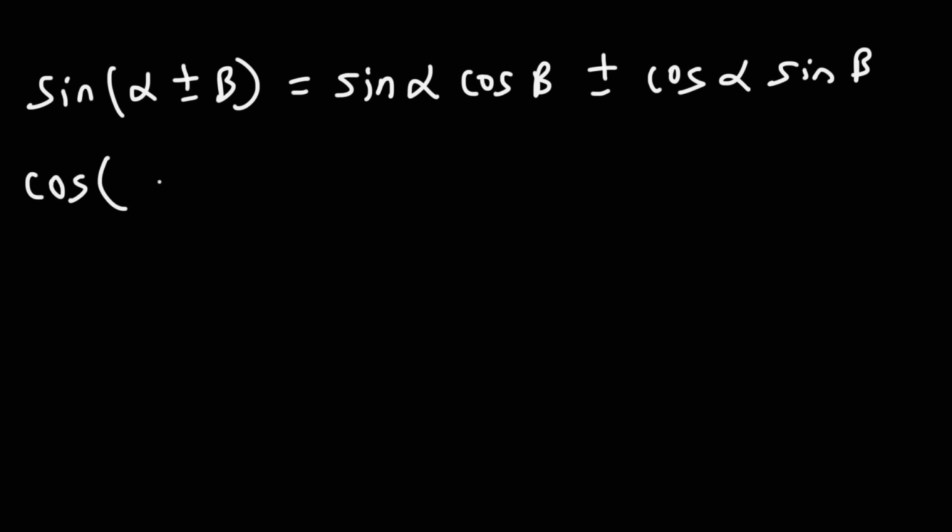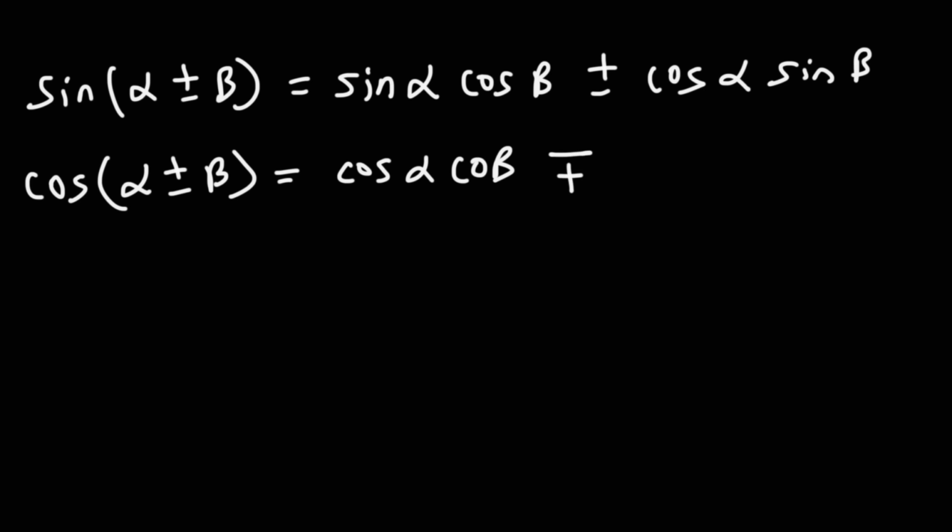Now let's contrast that to the next formula. Here we have cosine alpha plus or minus beta is equal to cosine alpha cosine beta minus or plus sine alpha sine beta. So when this is positive, this is going to be negative. And when this is negative, this will be positive. So they're opposite to each other. So cosine alpha plus beta is going to be cosine alpha cosine beta minus sine alpha sine beta, for example.